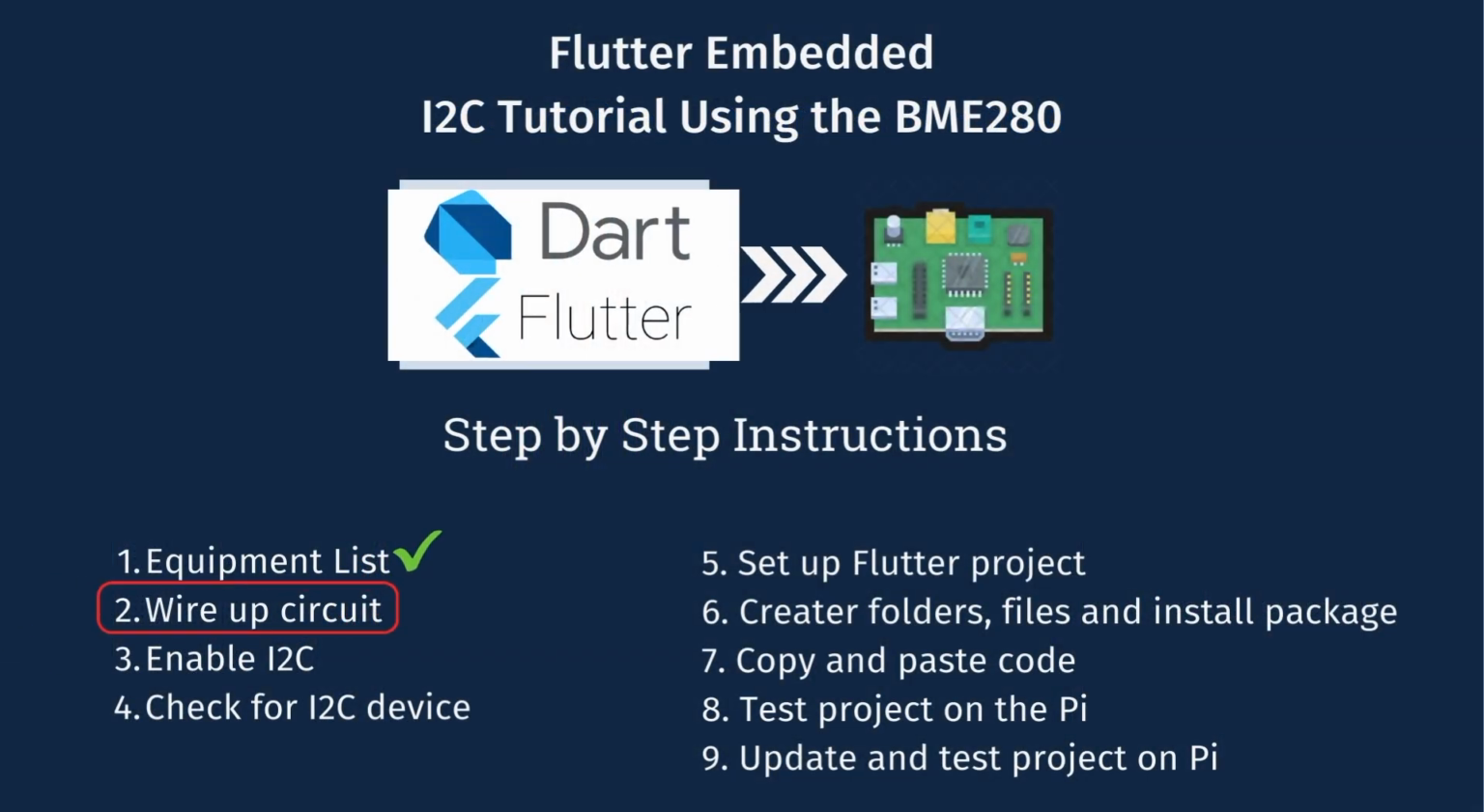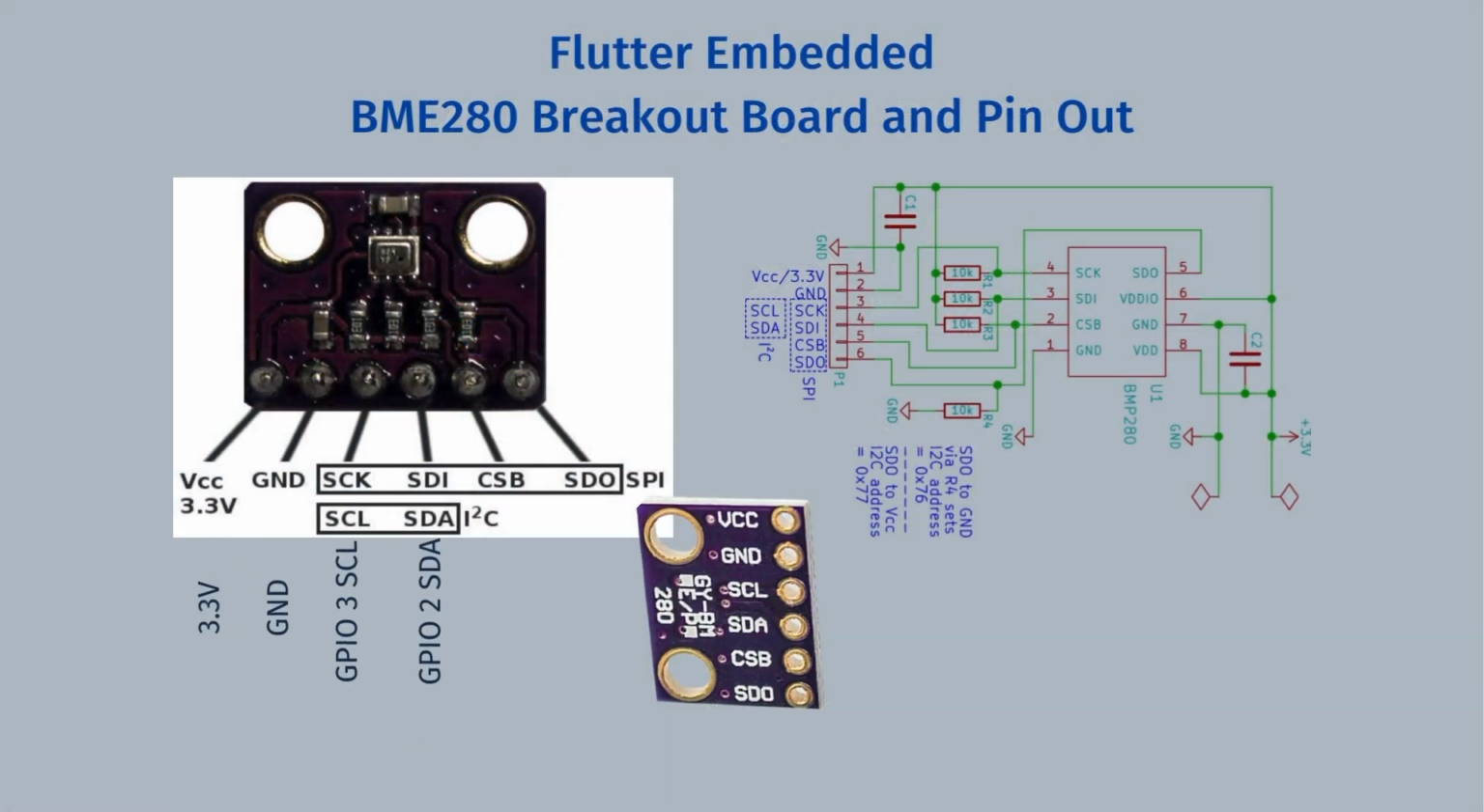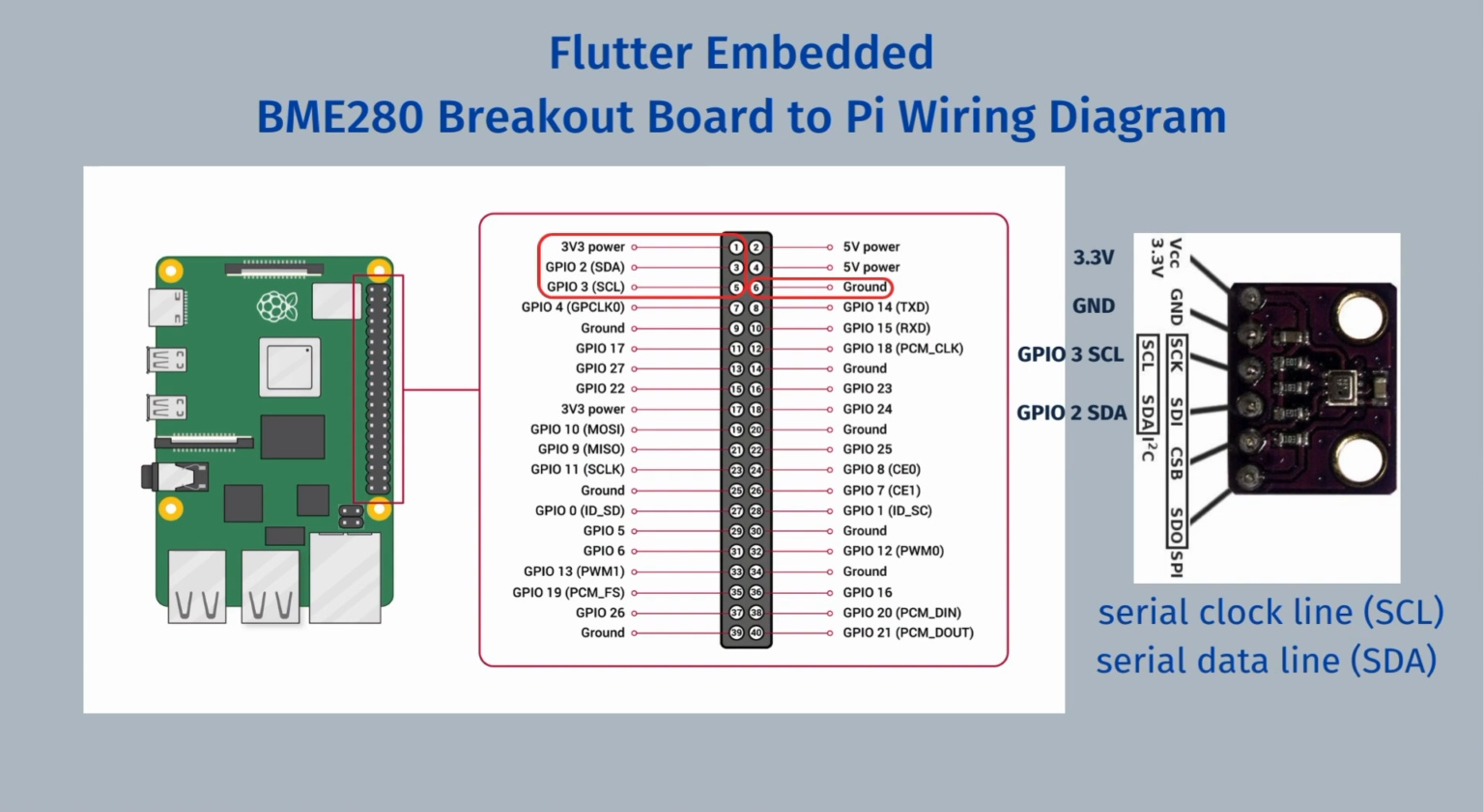So let's go ahead and get ready to wire up this circuit. I suggest you use the BME280 that I put in the description because there are a lot of different ones with different pinouts. Basically, you need 3.3 volts, ground, the clock, and the data. The default on the Raspberry Pi is shown here. We're going to GPIO 3 for the clock and GPIO 2 for the data line. That's all you need to get this thing hooked up.